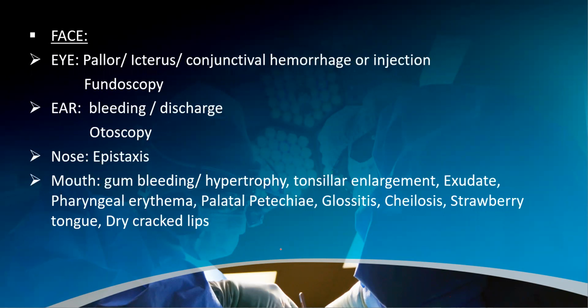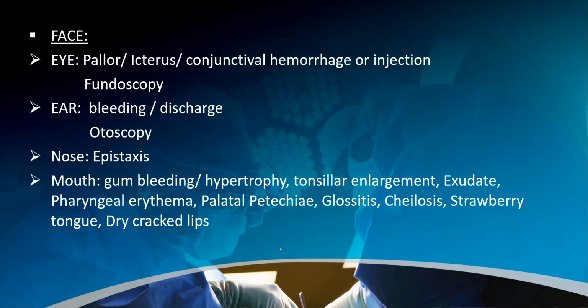Then look into the mouth. Ask the patient to open the mouth and then use a tongue depressor to look into the mouth. Also try to use a light source so that you can look better. So you look for any gum bleeding, any hypertrophy of the gum. This mainly helps us to look for any leukemic findings.